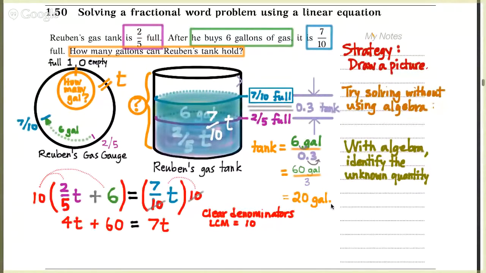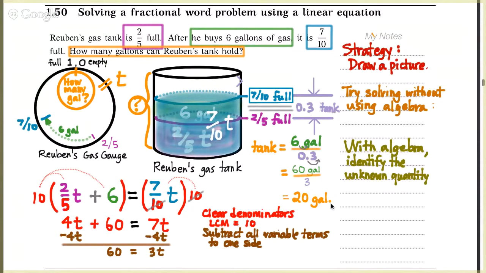So now my denominators are cleared. There are no more fractions, but we do have a variable on both sides, a t. So let's tackle that by getting all the variables to one side by subtracting all variable terms to one side. In this example, I'm going to choose to subtract the 4t. We could have done it the other way, but this way is a little nicer because it's going to give me only a single term on both the left and the right once I'm done. So subtracting 4t from the left is going to leave me with just 60. Subtracting 4t and combining like terms on the right will leave me just 3t.